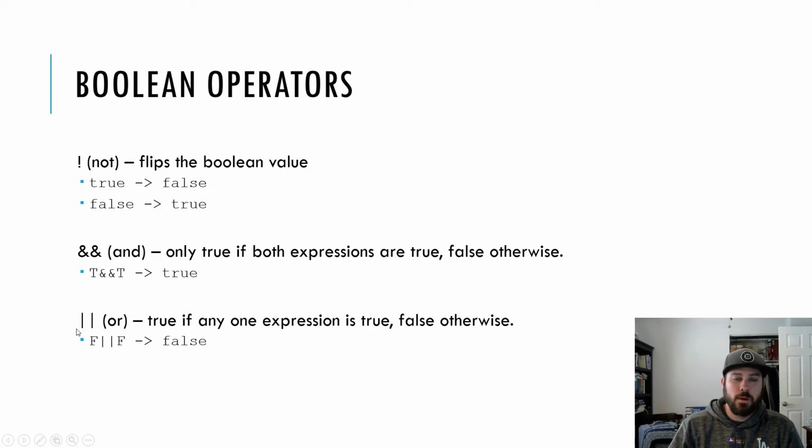For the OR operator, it again combines two different Boolean values or variables, and it returns true if any one of the expressions is true and false otherwise. So the only unique combination here is false or false returns false. All other combinations, true or true, true or false, false or true, all return true. So the only unique one is false or false. So you can see that the unique cases are kind of opposite of each other. The true and true returns true, whereas the false or false returns false.